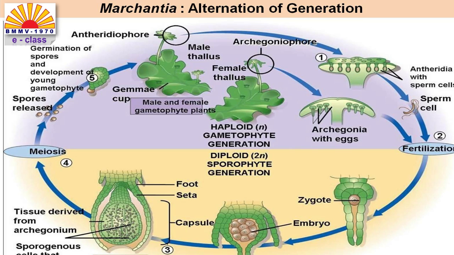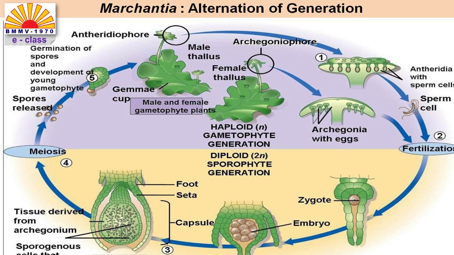In this figure, we have clearly indicated the alternation of generation in Marchantia. As you can see on the left hand side of your screen, the germination of the spore and development of a young gametophyte. The spores represent the beginning of the gametophytic phase.